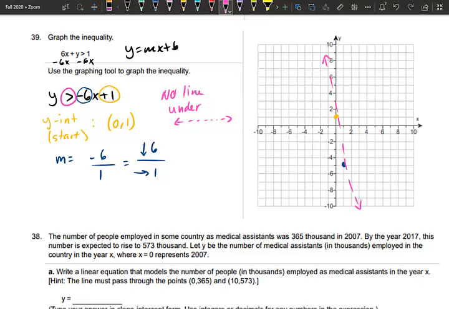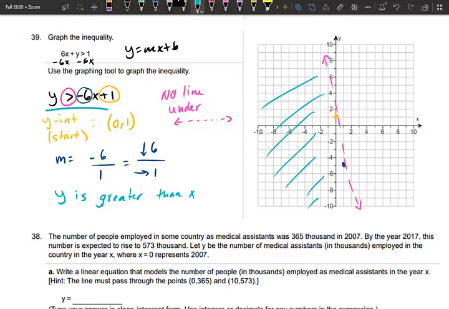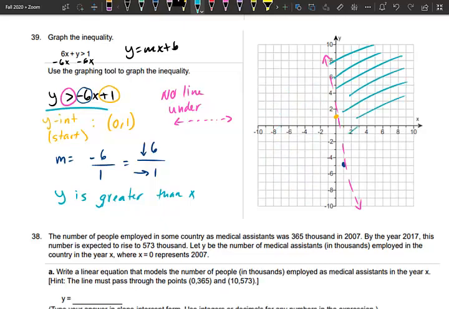And then now we need to shade. So we read this as y is greater than. If we think of greater than, if I go left, those are negative numbers. That's not greater than. I need to go greater than, which are my positive numbers, so we're going to shade towards the right.